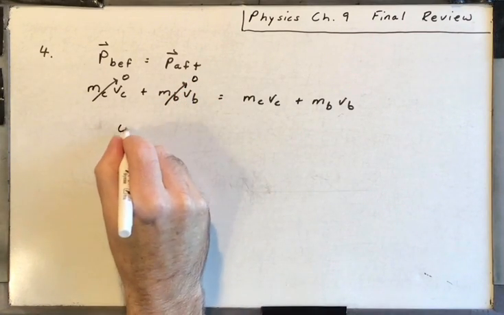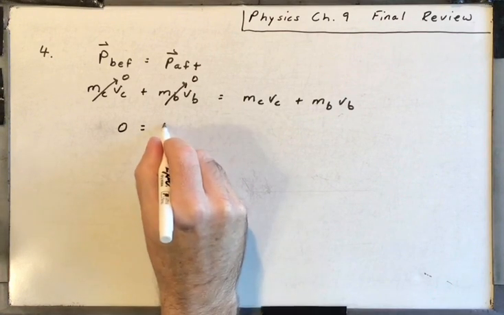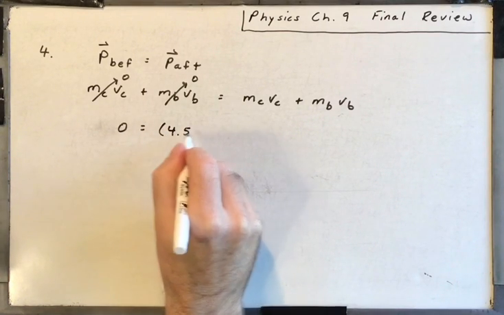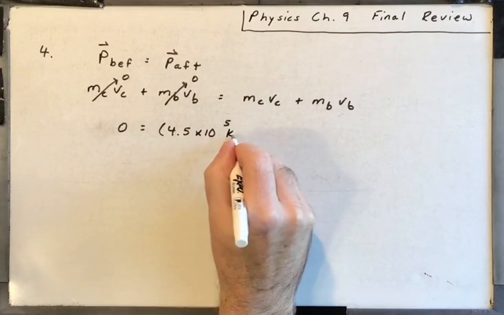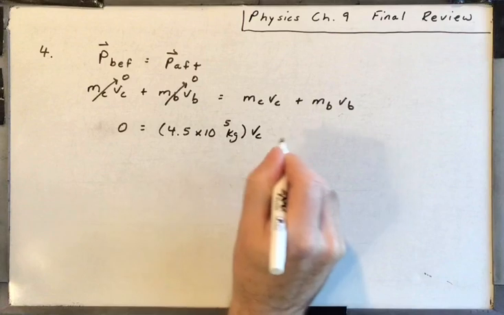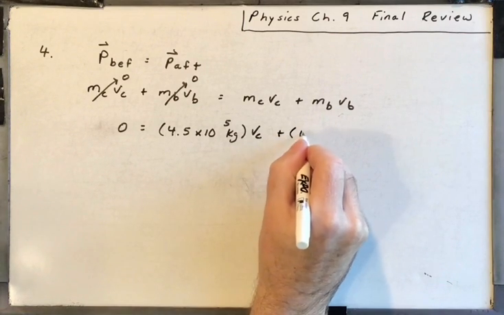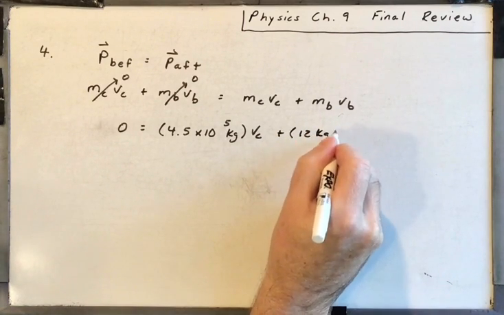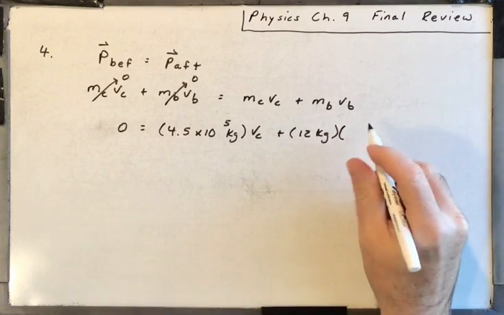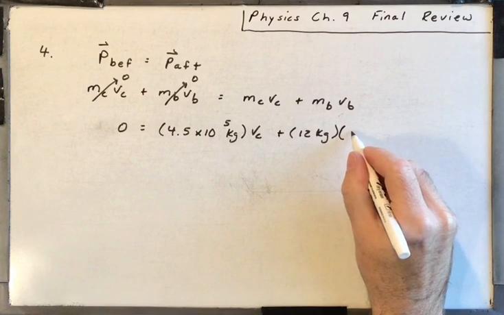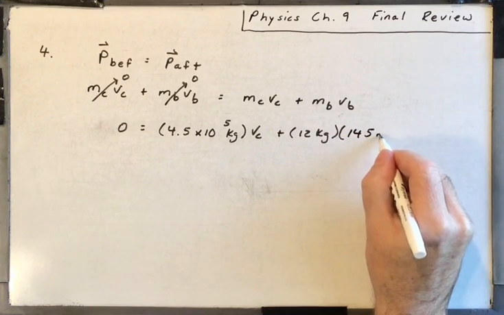So it's 0. So you would have 0 is equal to mass of the cannon, really big, 4.5 times 10 to the 5th, we want to know that velocity, plus the cannonball is 12 kilograms, still heavy enough that I wouldn't want to be hit by it. I'm sure it would rip off an arm if it hit you. And the velocity was 145.